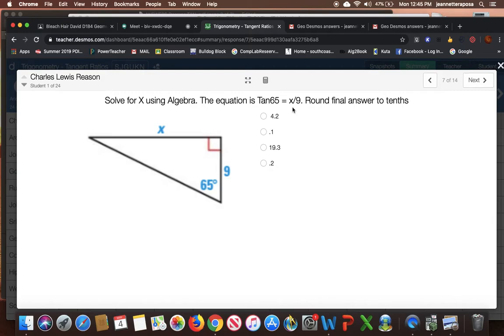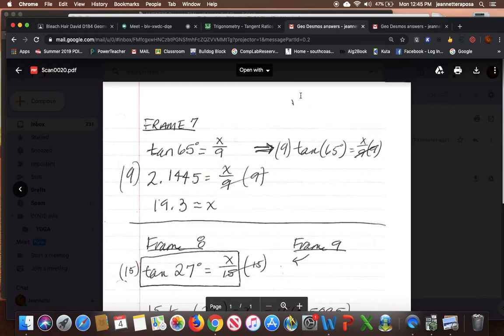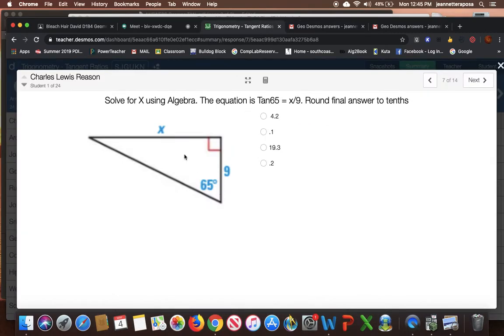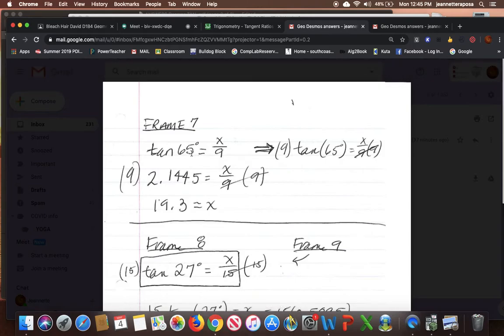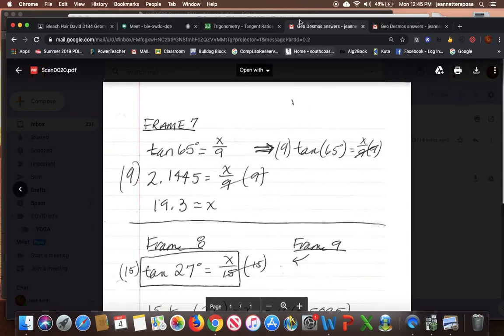So to do that, I have an answer key right here. This is frame 7. In frame 7, we set it up as the tangent of 65 degrees is the opposite over adjacent, so x over 9. And the tangent of 65 degrees is just a decimal approximation. You can go right to your calculator. Let me bring that up.